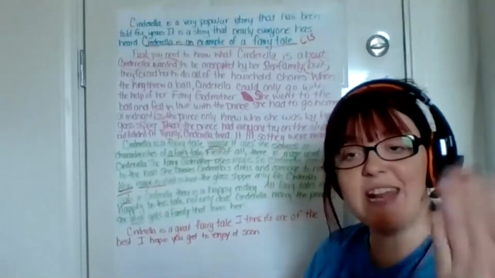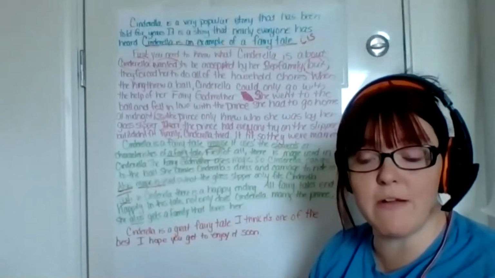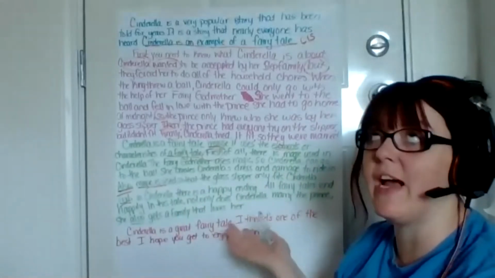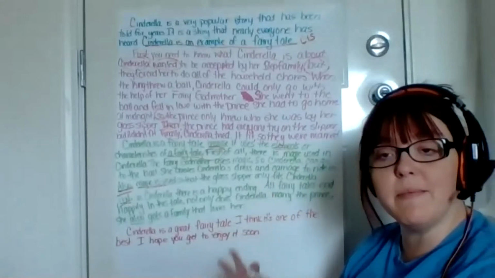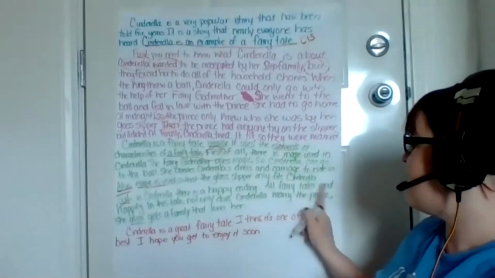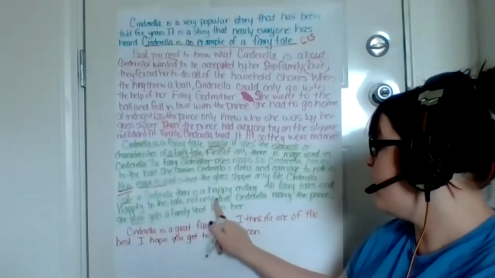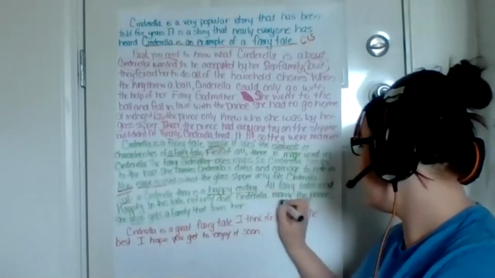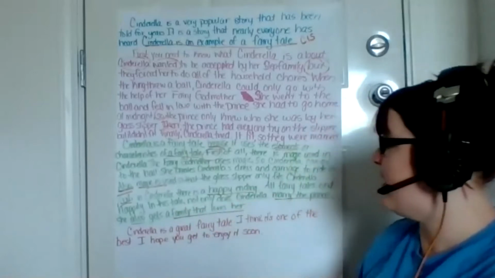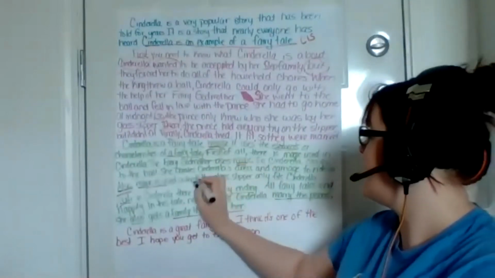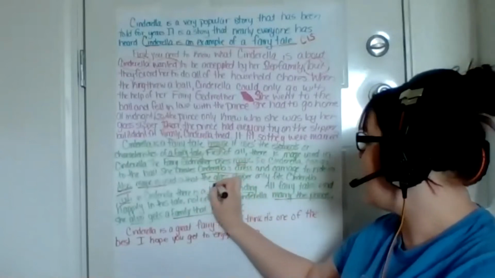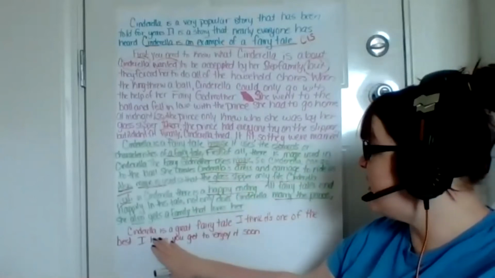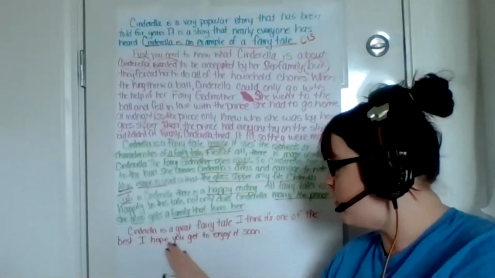Next, here's my next element of a fairy tale that is found in Cinderella. There is a happy ending. All fairy tales end, they lived happily ever after. So I'm going to explain that. I'm going to give an example now. All fairy tales end happily. In this tale, not only does Cinderella marry the prince, she also gets a family that loves her. So happy ending, she marries the prince, she has a family that loves her. Magic, she creates the dress, and the glass slipper only fits Cinderella. And then I have my conclusion. Cinderella is a great fairy tale. I think it's one of the best. I hope you get to enjoy it soon.